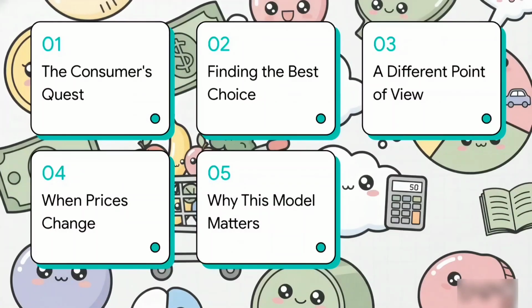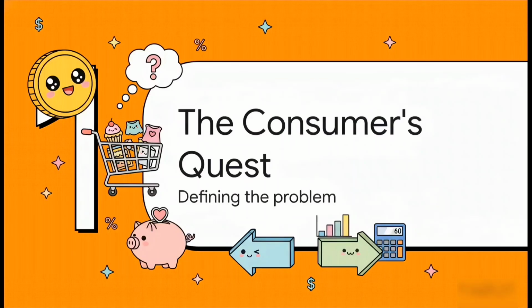So here's how we're going to tackle this. First, we'll talk about the consumer's quest. Then we'll figure out how to find the best choice. After that, we're going to look at the problem from a totally different angle, see what happens when prices change, and finally, get into why any of this theory actually matters. Okay, so let's jump into section 1.